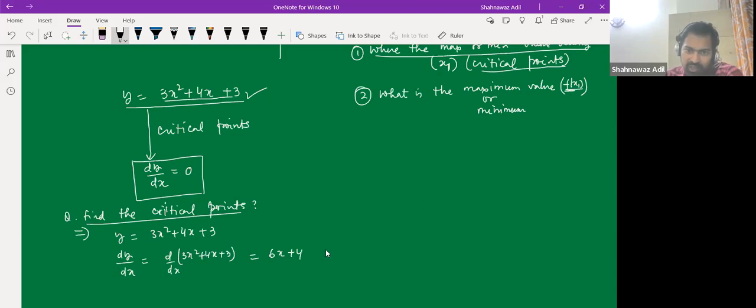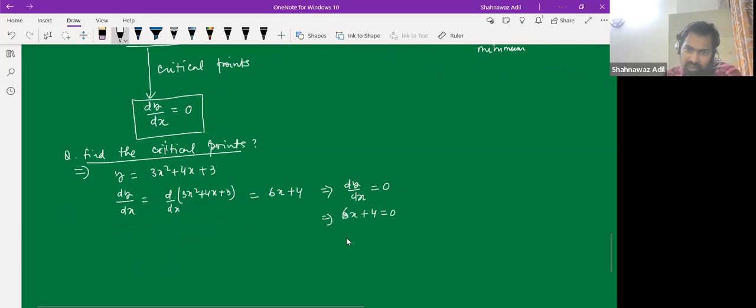And to calculate the critical point, what do you do? You put dy by dx equal to 0, which means that 6x plus 4 equal to 0. So 6x equal to minus 4, so x is minus 4 by 6. So this is 2 by 3. So x is minus 2 by 3.